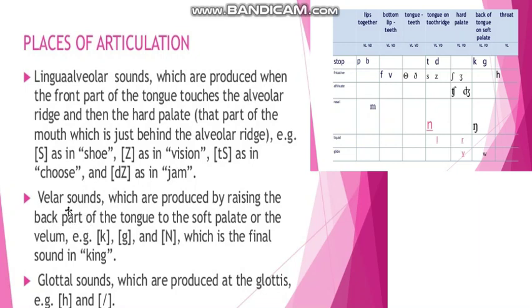And then velar sounds, which are produced by raising the back part of the tongue to the soft palate, like k, g, and ng, which is the final sound in king. So in king your tongue goes down, so the soft palate is beneath your mouth. The hard palate is on the top, and then the soft palate is toward the back. And then glottal sounds, which are produced at the glottis.